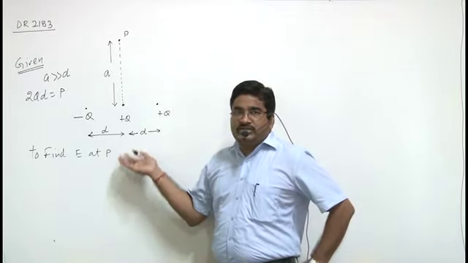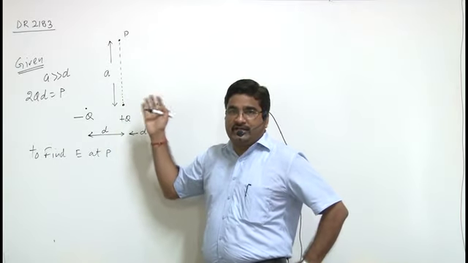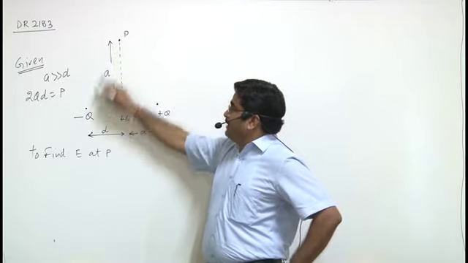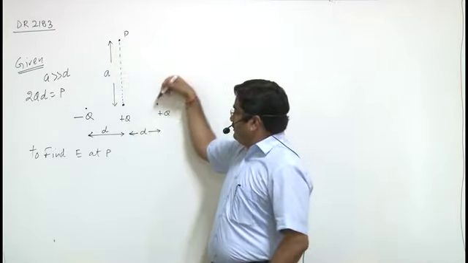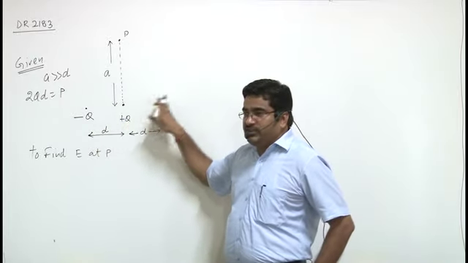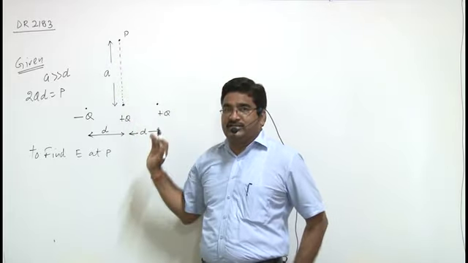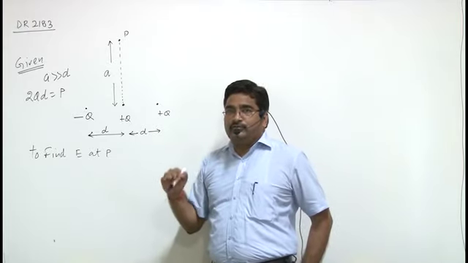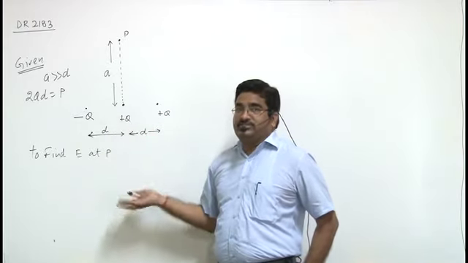So there are two methods of finding this electric field. One is superposition of electric field, that is, find the electric field at P due to minus q, find the electric field due to plus q, and find the electric field due to this plus q. By finding the electric field due to each individual charge at this point and doing vector addition, we will get the resultant field. But we can use one formula of a dipole, and that will make the calculation much simpler.